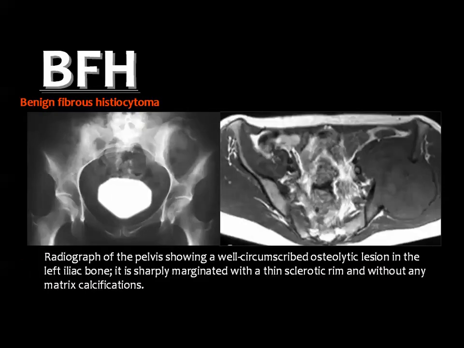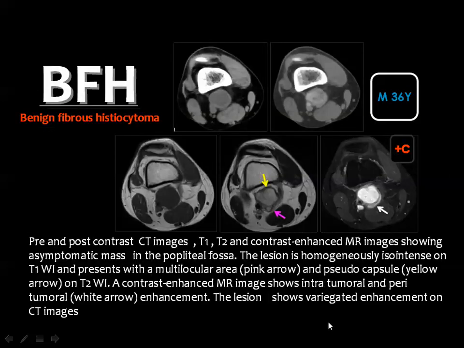Then, as I have mentioned before, if you cannot reach the accurate diagnosis of a benign lesion by ultrasound, you should go for MRI and you should follow this MRI by biopsy. This is a benign fibrous histiocytoma involving the iliac bone with intra- and extra-pelvic components. Another example of a benign fibrous histiocytoma in the popliteal fossa: CT without contrast, CT with contrast, MRI T1, MRI T2, and MRI T1 post contrast with fat suppression.